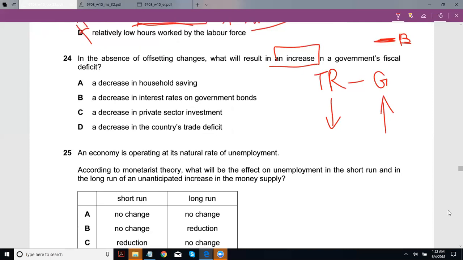A decrease in household savings. If people are saving less, they're probably going to be consuming more, which means their tax revenue would be more.